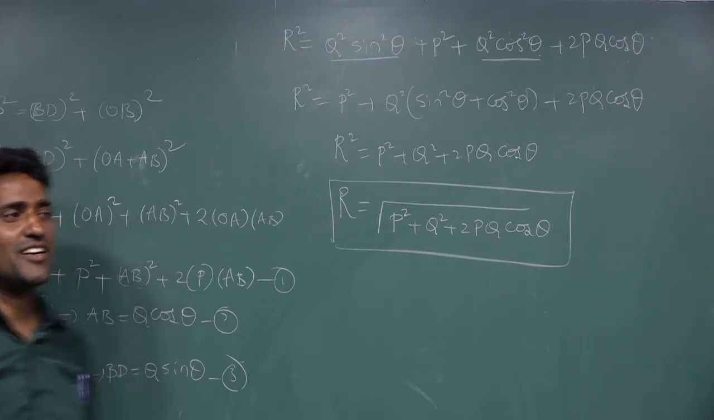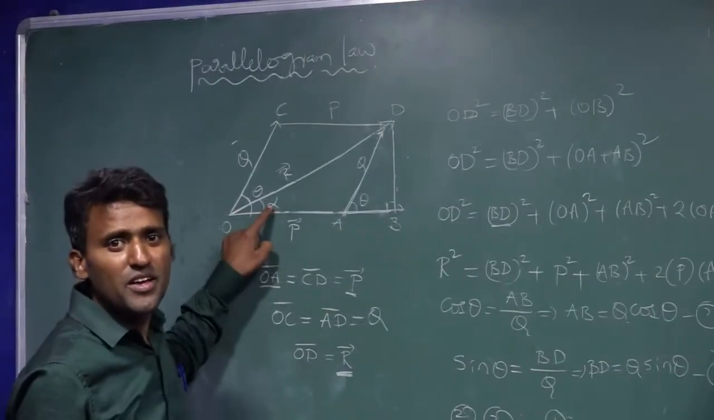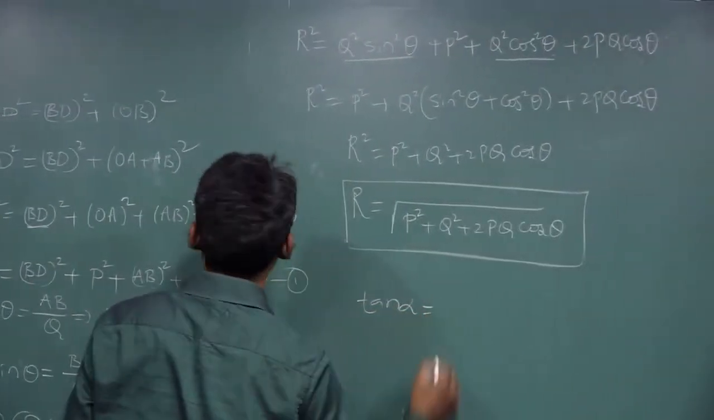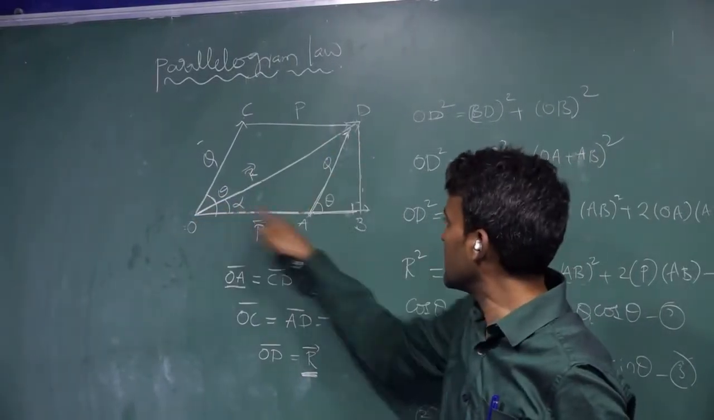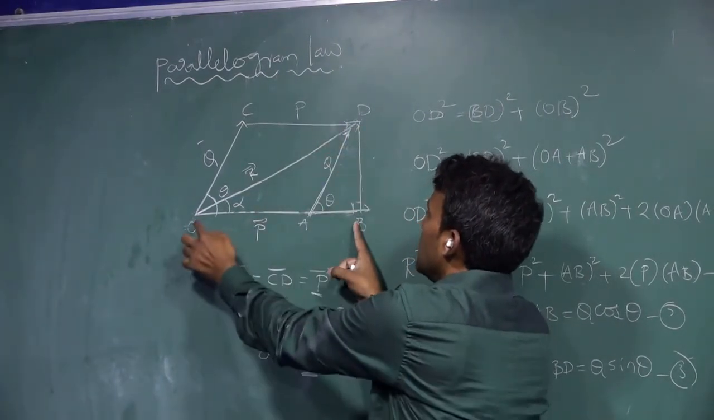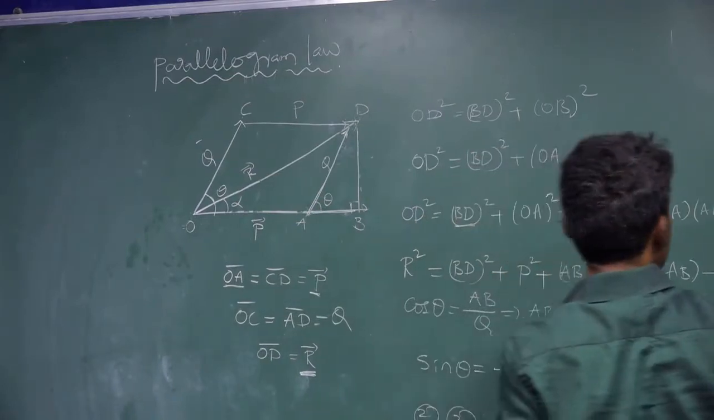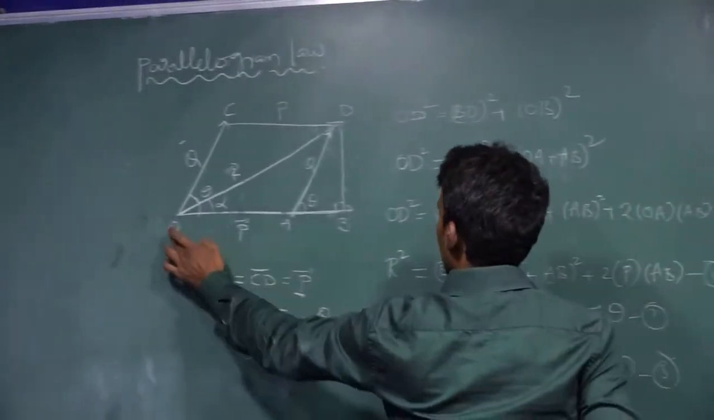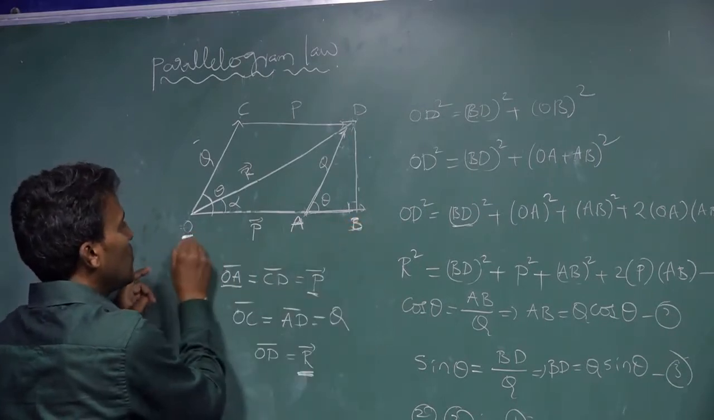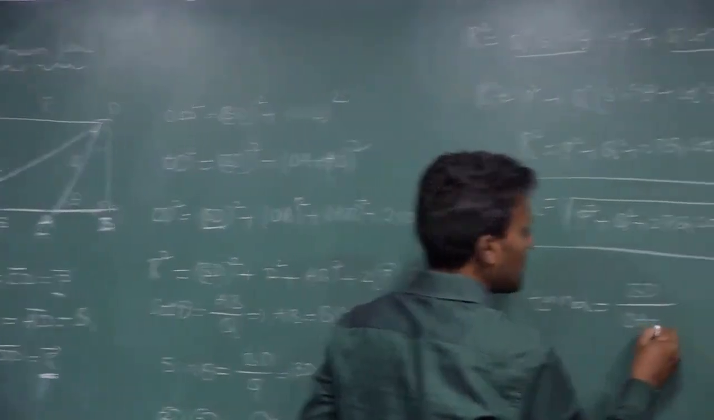What is the direction of the resultant? Alpha gives the direction of the resultant vector. So tan alpha is equal to, if you take one more triangle here, this is again a right angle triangle, OBD: opposite side divided by adjacent side. What is the opposite side? BD, and the adjacent side is OB. How can you write OB? OB is nothing but OA plus AB.